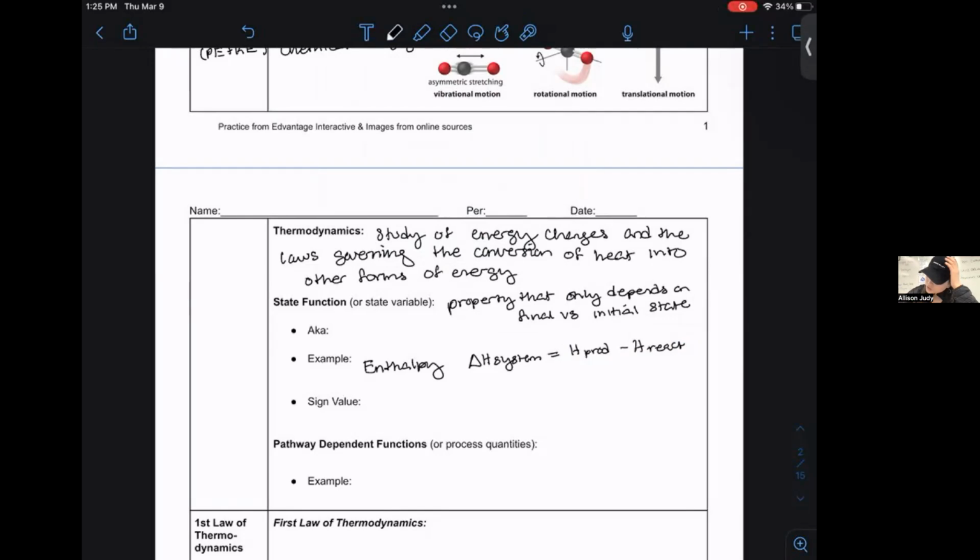And when I said AKA, another way you can think about it is it's independent of pathway.